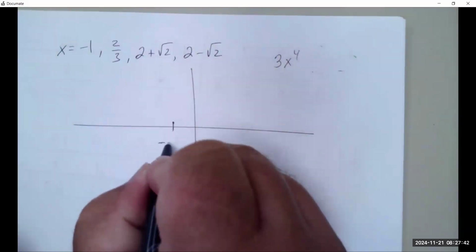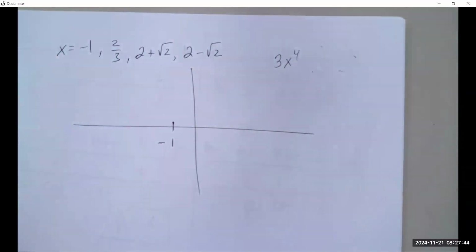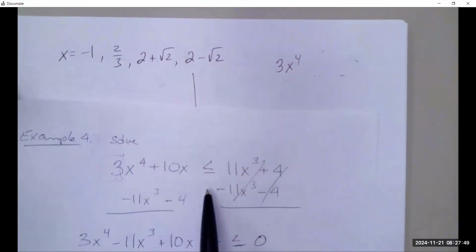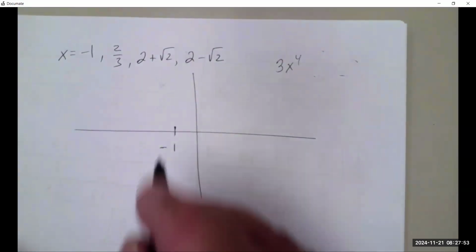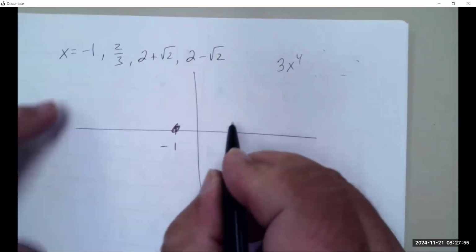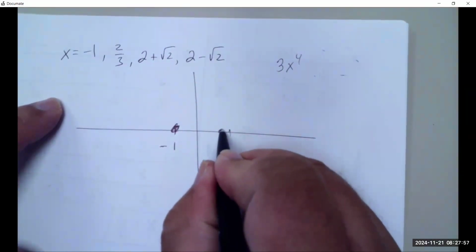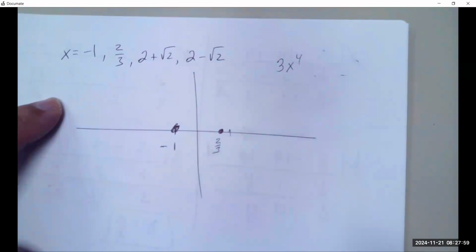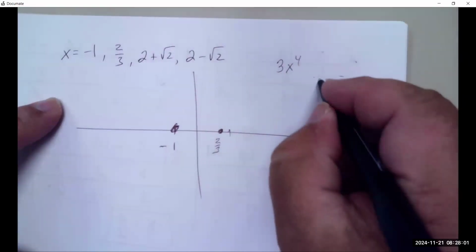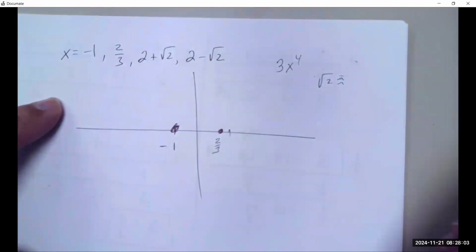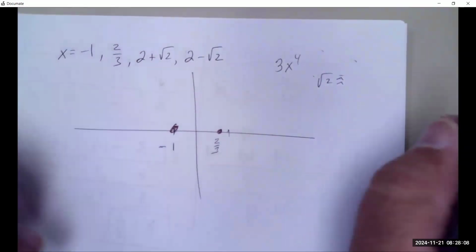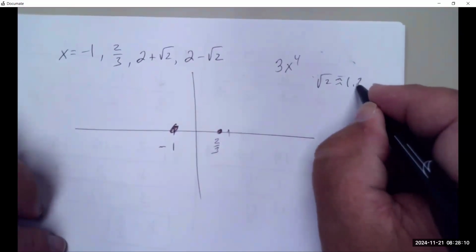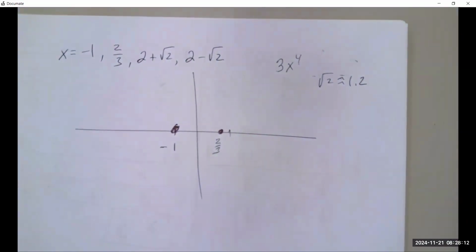So at -1, is it an open or closed circle? It's a closed circle because there's a line underneath it. So it's a closed circle. At 2/3, square root of 2 is bigger than 1, because square root of 1 is 1. Square root of 4 is 2. So let's look at 1.2 or 1.3.